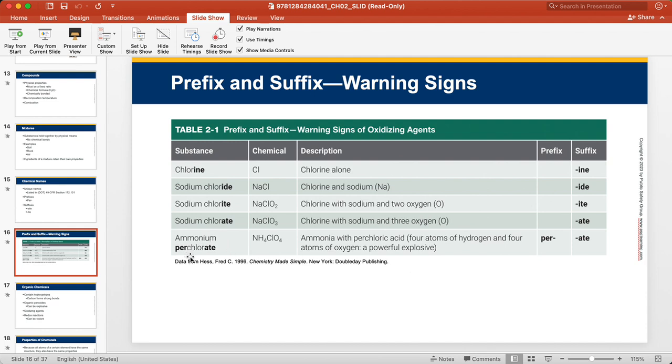And then you have ammonium perchlorate, which is now nitrogen. Ammonia is basically when ammonia is mixed into water, it actually turns into nitrogen, which is fertilizer, liquid fertilizer. Ammonia and perchloric acid, 4 atoms of hydrogen and 4 atoms of oxygen, and this is a powerful explosive. So you can take something as simple as chlorine, and you can work your way down the chain, and then you end up with ammonium perchlorate, still a nitrogen-based dealio.